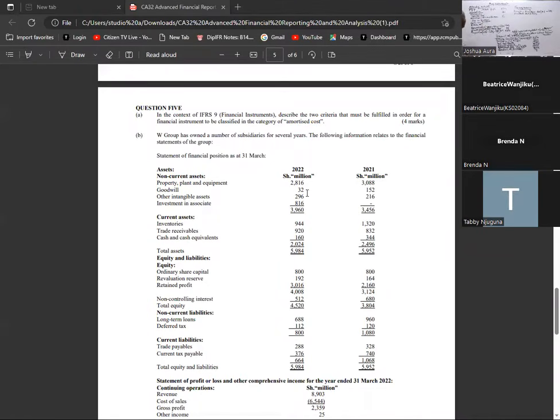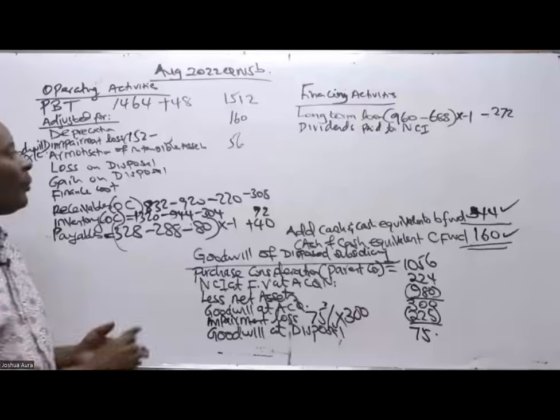To get the impairment loss, we normally work with the goodwill account. I'm repeating again that to get the impairment loss for the entire goodwill, we always work with the goodwill account. And how do we do this? It's very easy. We take the goodwill brought forward, this 152. So from this 152, we subtract 32, the goodwill carried forward.